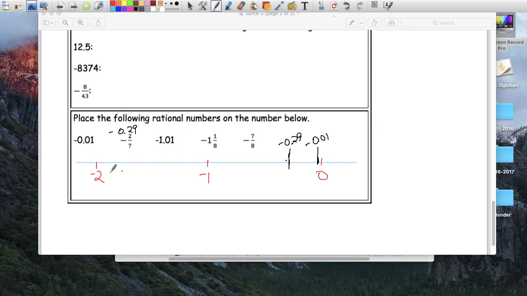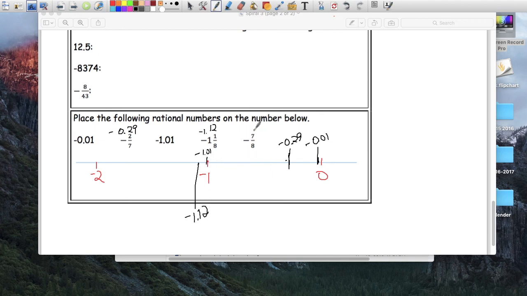Negative 1.01 is between 1 and 2, and that's right here, right after the negative 1. Negative 1 and 1/8, okay, 1/8 is about 0.12, so that's going to be not too far, and I'm going to bring that a little down. Okay, so it's negative 1.12, and I'm going to put it right here, negative 1.12. Okay, still very close to 1.